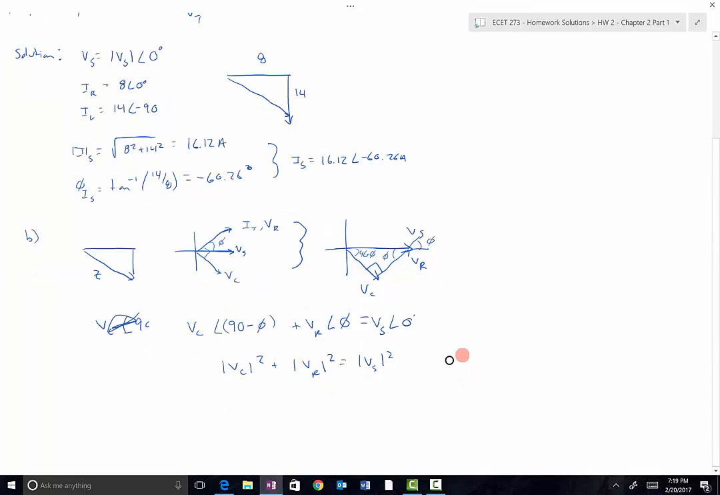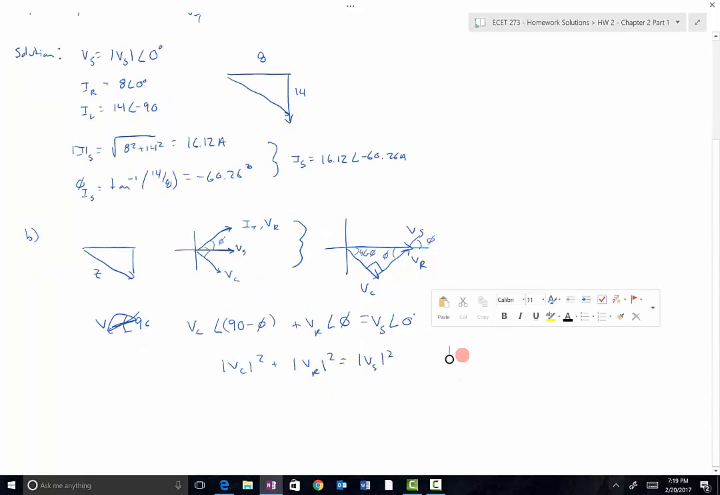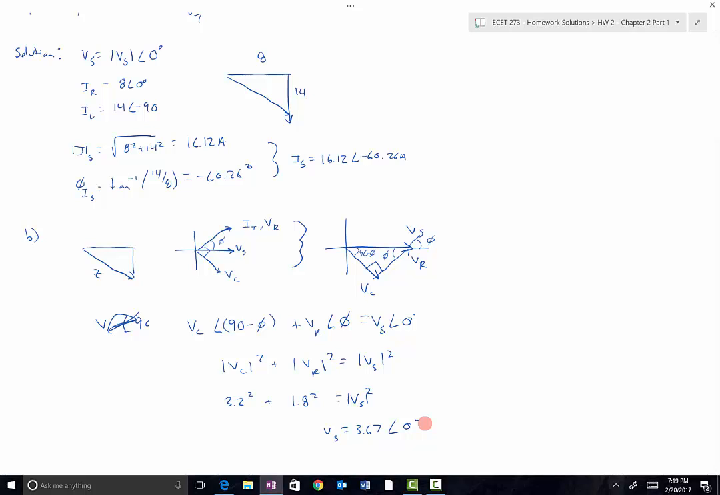So we know that V sub c was given to us in the problem statement as 3.2 volts. V sub r was 1.8 volts. And we know that that's equal to the magnitude of Vs squared. And that gives us a value of Vs equal to 3.67 volts. And since it's the reference, we'll just say that's at angle 0. So that determines the total voltage across the circuit there.